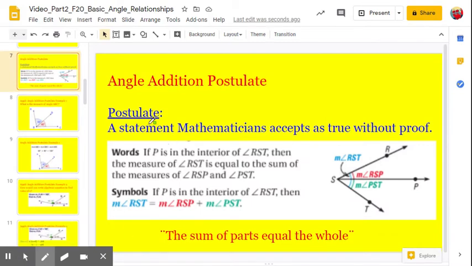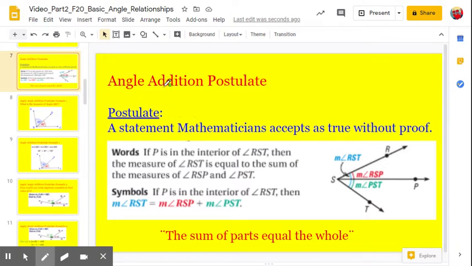All right, the angle addition postulate. First, I want to define postulate. A postulate is a statement mathematicians accept as true without proof. So something like all lines go on forever. Mathematicians accept that as true, but we never looked at a line going on in space. All lines are straight. That is accepted as true without a formal proof of that fact. So that's what a postulate is.